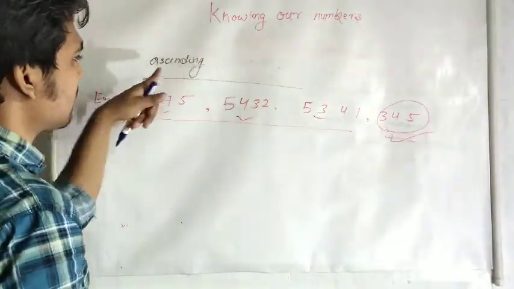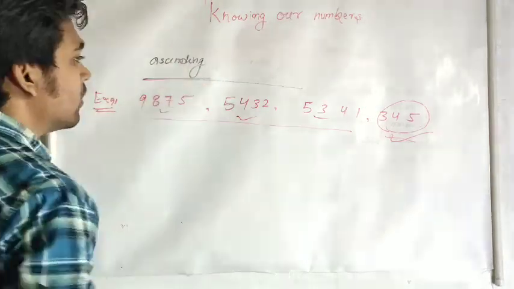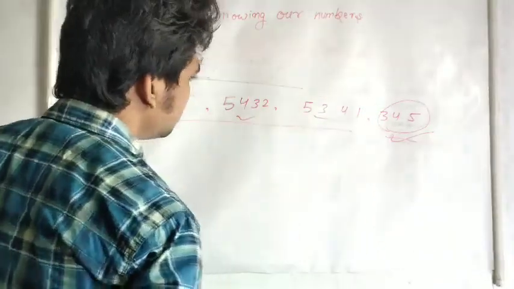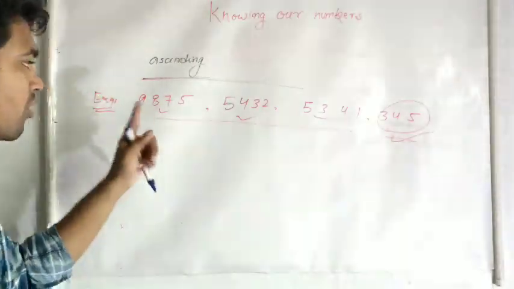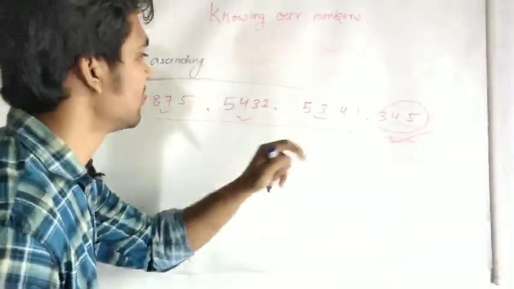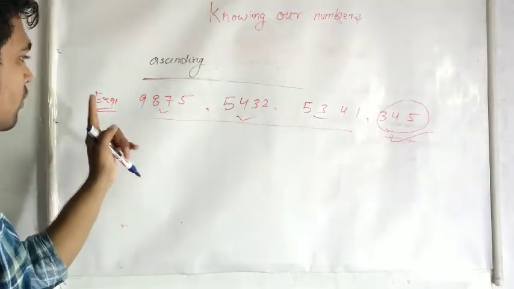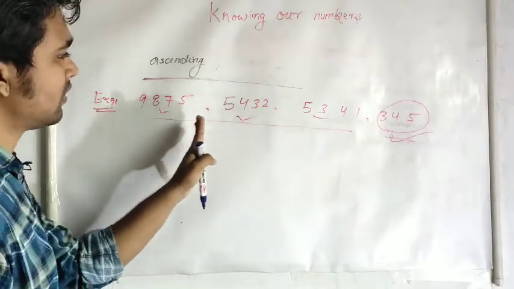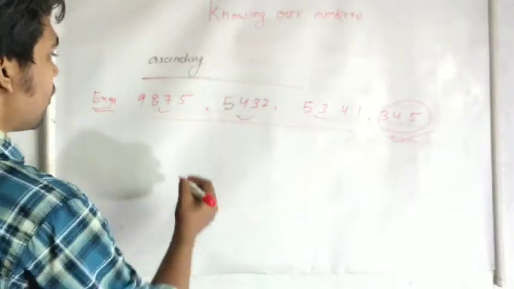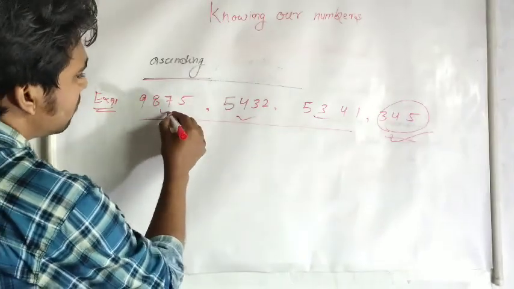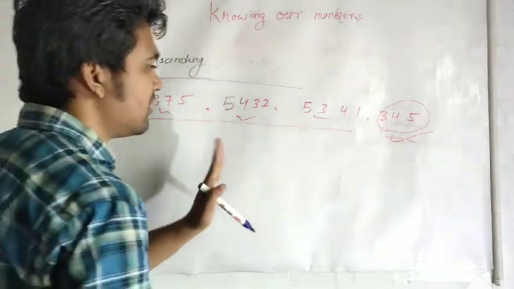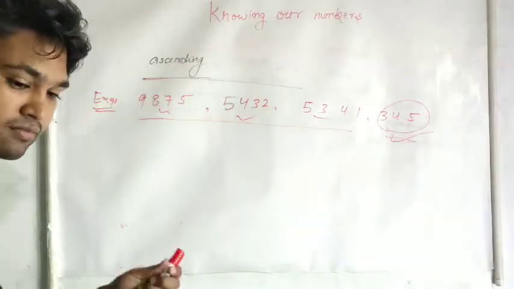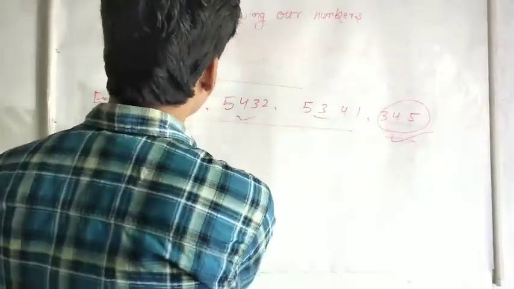We are talking about ascending order. So 345 is the smallest number in the given series. But what about these 4 digit numbers? To make ascending order, we will compare among these 3 numbers and then decide which one is greater and which one is smaller.